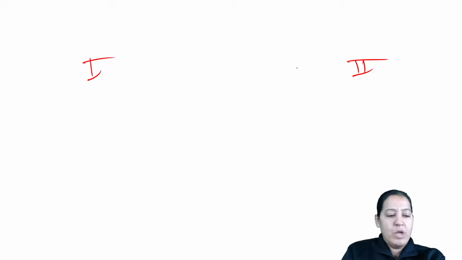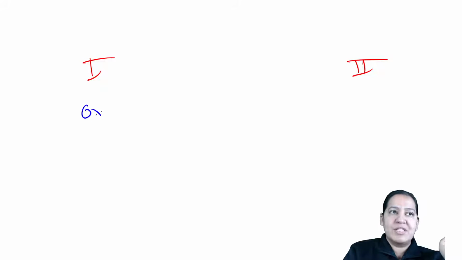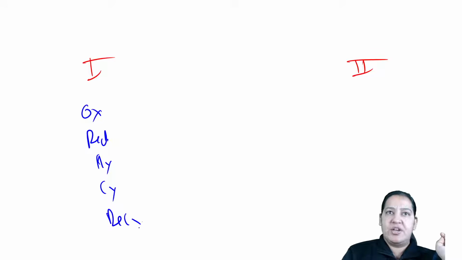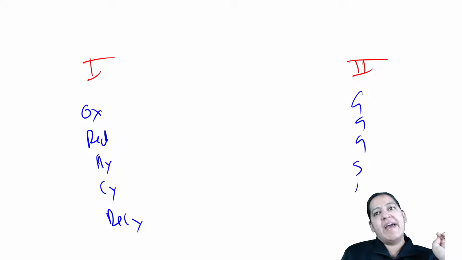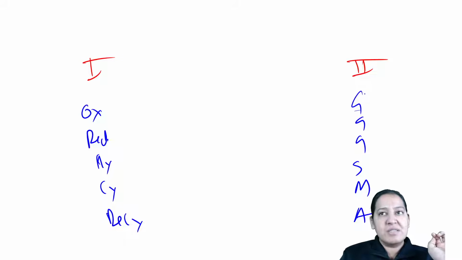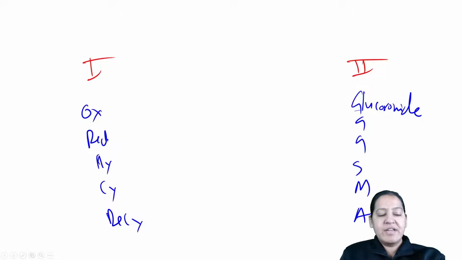Now, out of your 11 reactions, what are your 11 reactions? Phase 1 and phase 2. Please enumerate it once. Phase 1: oxidation, reduction, hydrolysis, cyclization, decyclization. Phase 2 is GGGSMA. You know the full form. The first G is glucuronide. The other G's you already know, right?